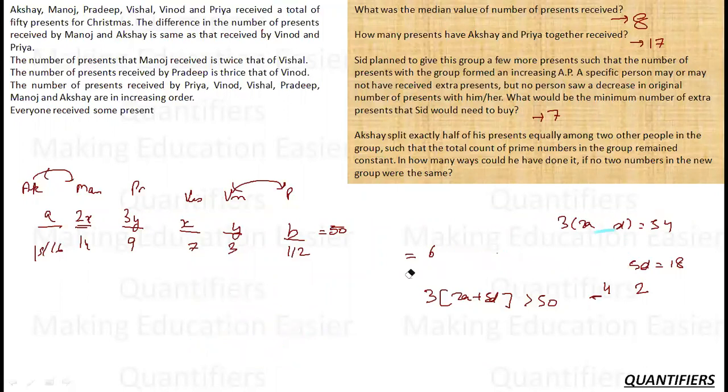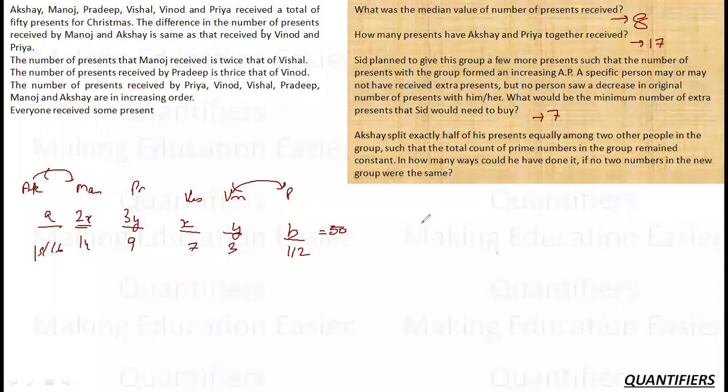The last question tells me that Akshay split half of his present. So Akshay has either 15 or 16. Since he is splitting half, the only possibility is 16, 14, 9, 7, 3 and 1. This is the case I am talking about, and Akshay has split his half, which means he is left with 8. Among the two other people, such that the total number of prime numbers remains constant. So how many prime numbers are there? 2. They have to remain constant.